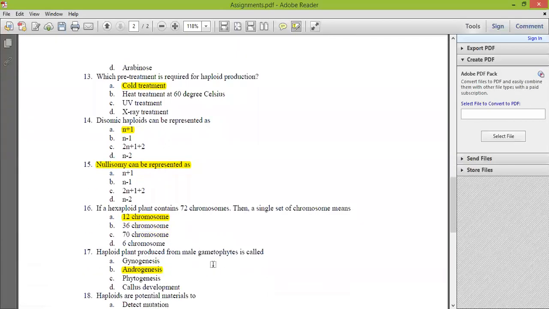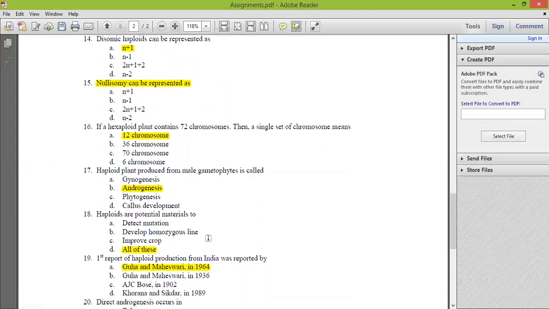If a hexaploid plant contains 72 chromosomes, the single set of chromosomes is 72 divided by 6, because it is hexaploid. So the single set will contain 12 chromosomes. 72 divided by 6 is equal to 12. The haploid plant produced from the male gametophyte is known as androgenesis. Haploid plants are potential material for direct mutation, homozygous lines, and crop improvement. All of these are answers.